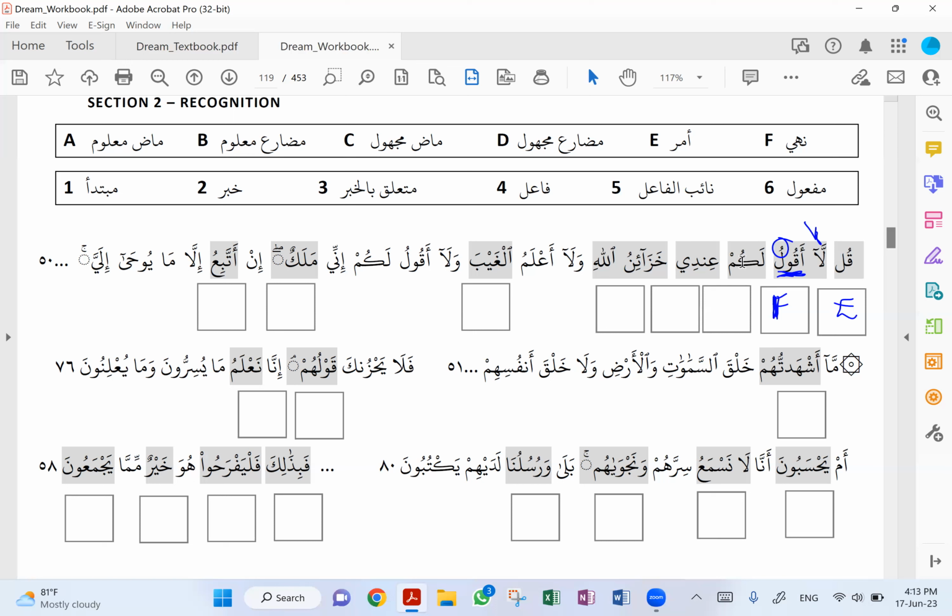لكم, متعلق بالخبر فعل. They didn't give us an option for متعلق بالفعل. That's a bit odd. I don't know what to put. Maybe put 7? Is it 3? 3 is خبر متعلق بالخبر. Unless they made a mistake. Let's make 3.1. We can invent our own. 3.1 means متعلق بالفعل. And of course, عندي is another متعلق.